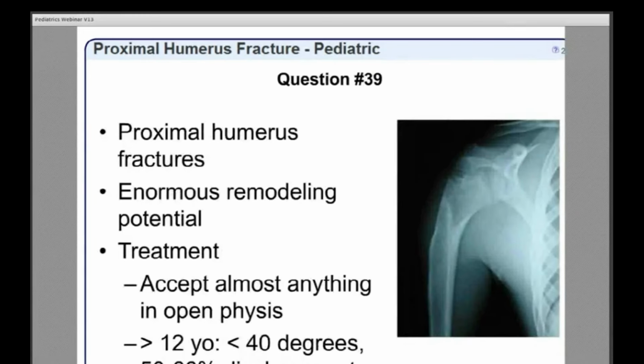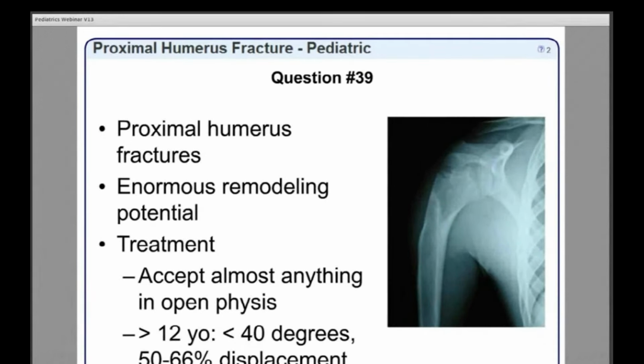So therefore, with proximal humerus fractures, you have enormous remodeling potential, and almost any amount of displacement and angulation can be accepted in a child with an open physis, whereas in children greater than 12 years of age, you want less than 40 degrees of angulation, or between 1/2 and 2/3 of displacement.